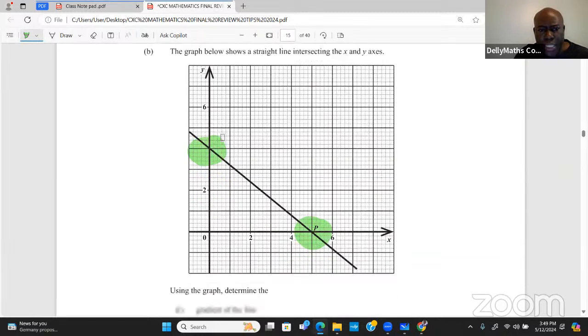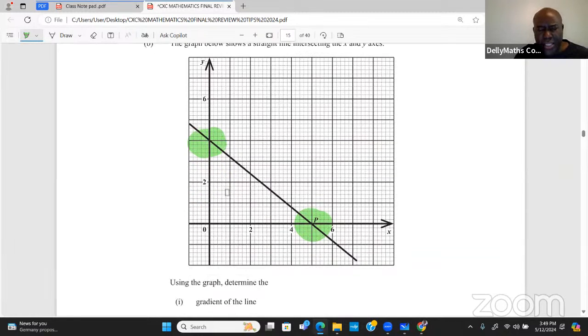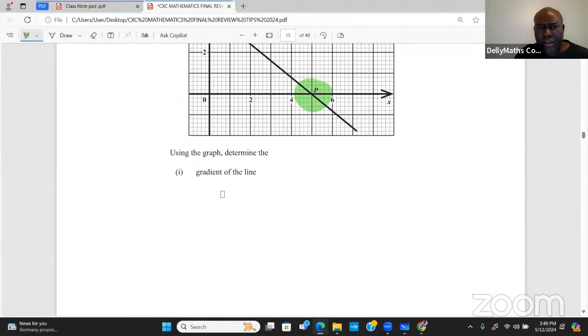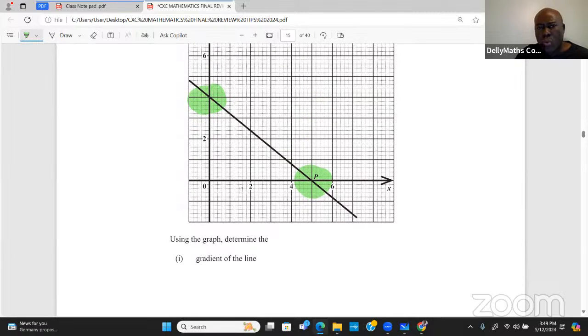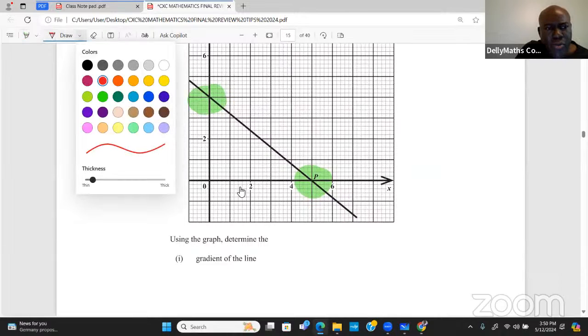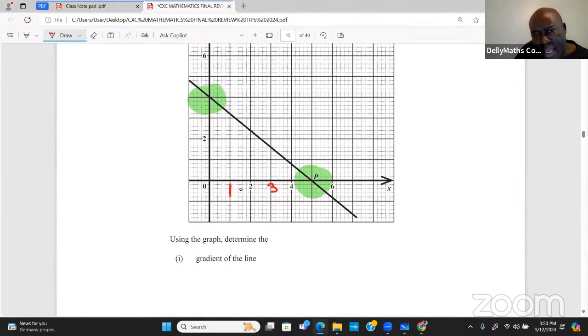So let us go. Let's see what the first question says. The question says, using the graph, determine the gradient of the line. All right, so we want to determine the gradient of this line. What I'm going to do is put on some labels here. So in terms of numbers, you would see that this is 1, this is 3, this is a 5, this is a 7. So I'm just putting on some numbers so that you can see a flow of ideas as it goes towards where we're going.